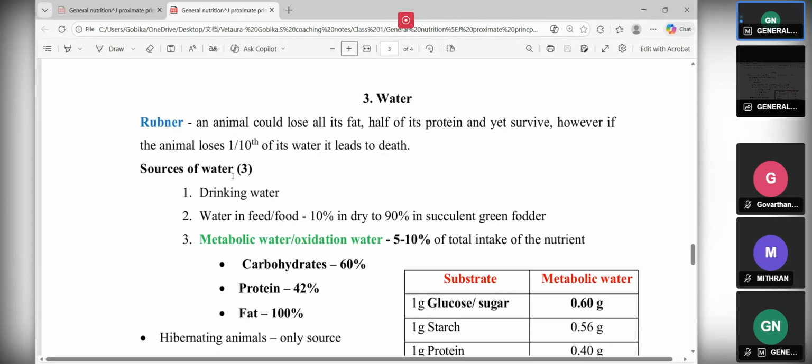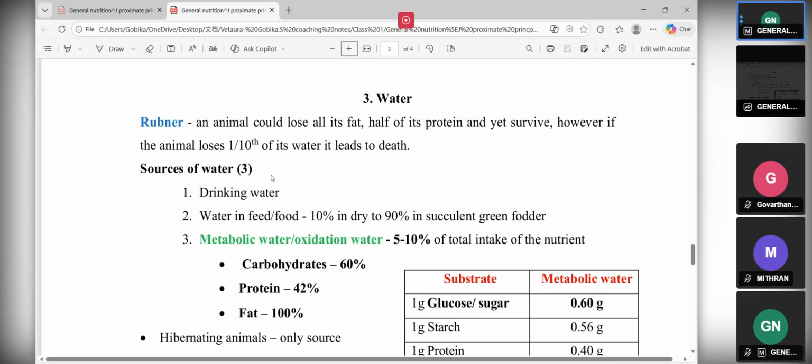Here he is mentioning the importance of water requirement in the feeding of animals. If the animal loses even one tenth of its total body water content, it will lead to a fatal condition. Who mentioned this statement? You should know that Rubner, a scientist, mentioned that one tenth of water loss will lead to death. So you should know the scientist, and also how much water loss will lead to a fatal condition: one tenth.